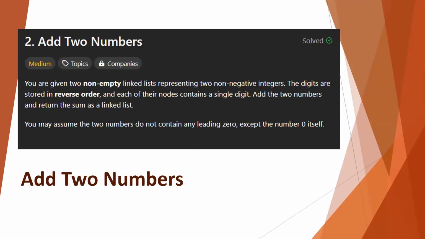So why are they given in reverse order? Because think of it like we are doing the addition, so we have to start from the reverse order only. That's why it is given in the question itself in reverse order. Okay, cool. So let's see how we can do that.